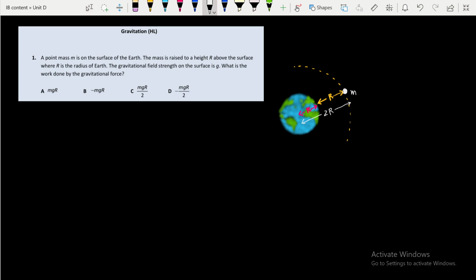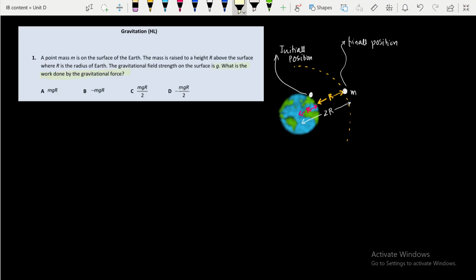Actually this point mass was initially present on the surface, so this is the initial position and this is the final position. When we raise this mass from the initial position to the final position, how much work was done? This is what the question asks.